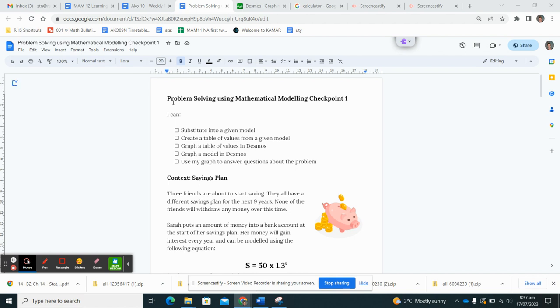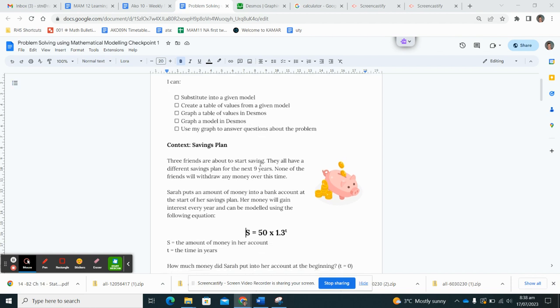So, ideally, you can work through this task, and it will cover things like substitute into a formula, create a table of values from your formula or model that's provided, graph that table of values in Desmos, graph the model or the equation in Desmos, and then use that graph to answer some questions about the context.